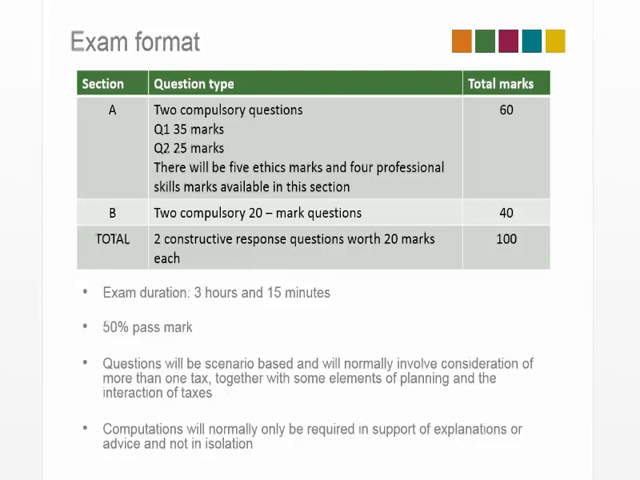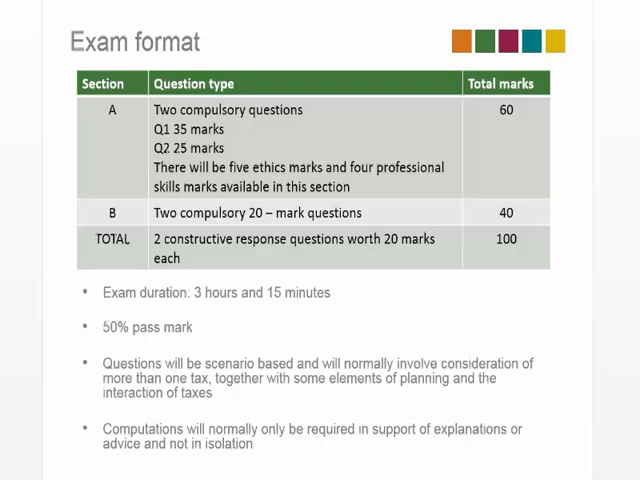What we're looking for is 50% as your pass mark. Now, the best chance you have of doing that is to stick to time across the paper and make sure you attempt each sub-part of each question. I think I've already mentioned that your questions will be scenario based and they will look at multiple taxes in the one question. They want you to exhibit those skills of advice. So there will be planning and there will be interaction of the taxes in these questions.